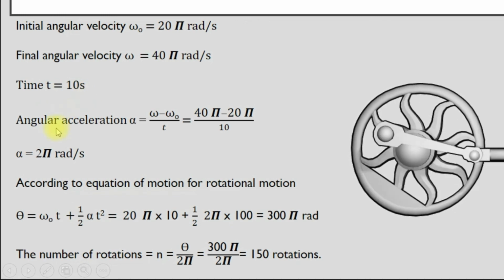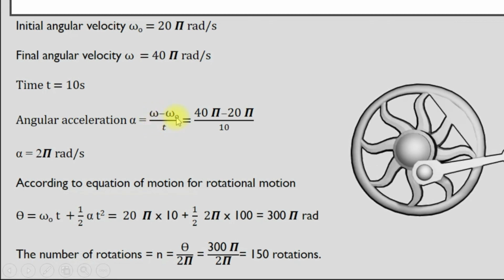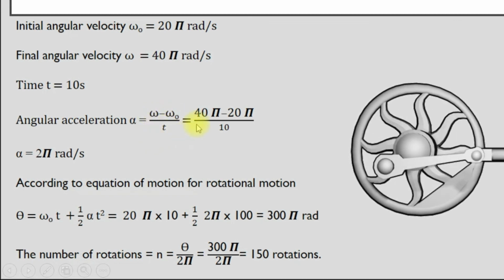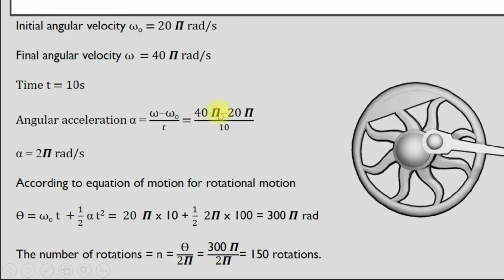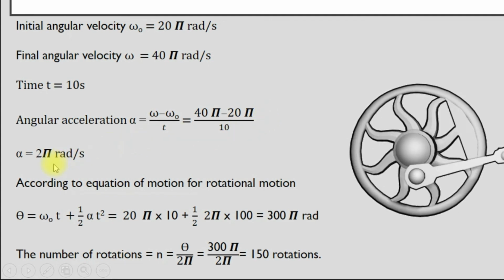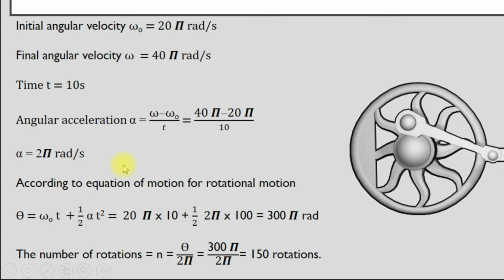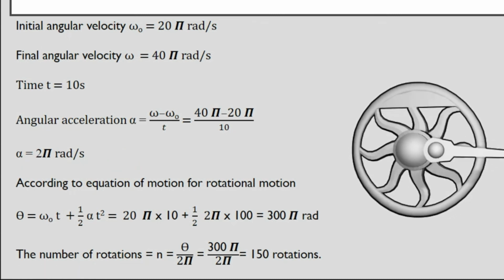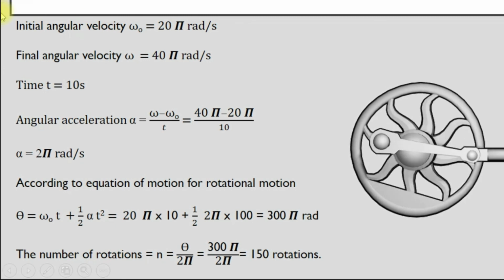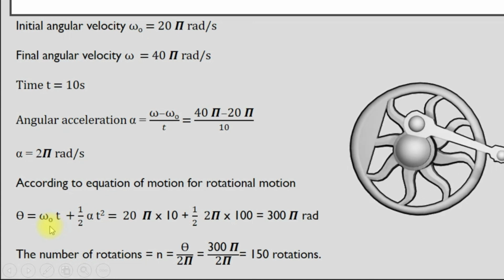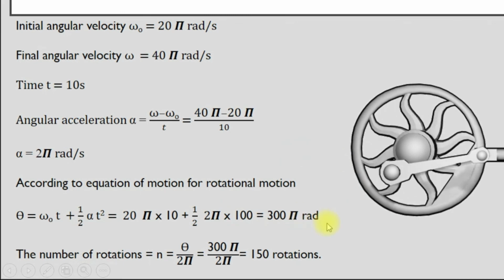First, let us find the angular acceleration, alpha, which is omega f minus omega i divided by t. That is final velocity minus initial velocity divided by time. So 40 pi minus 20 pi, which is 20 pi, divided by 10, gives 2 pi radian per second squared. Here we use our third equation of motion for rotational motion: theta is equal to omega naught t plus half alpha t square. Substituting the values of omega naught, alpha and t, we have theta as 300 pi radian.